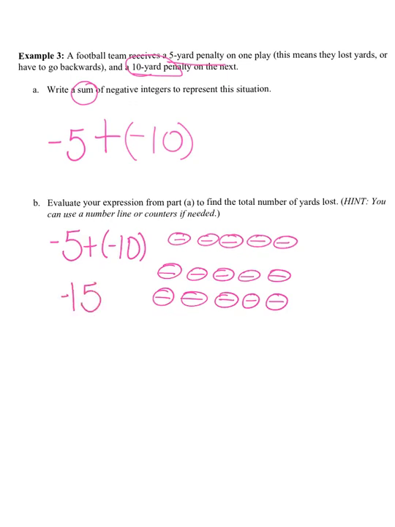And to apply this to this problem, the football team lost a total of 15 yards, or they had a penalty total of 15 yards, meaning they went backwards on the football field 15 yards.